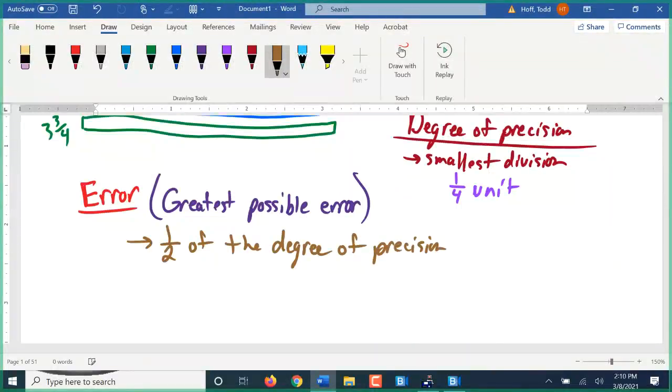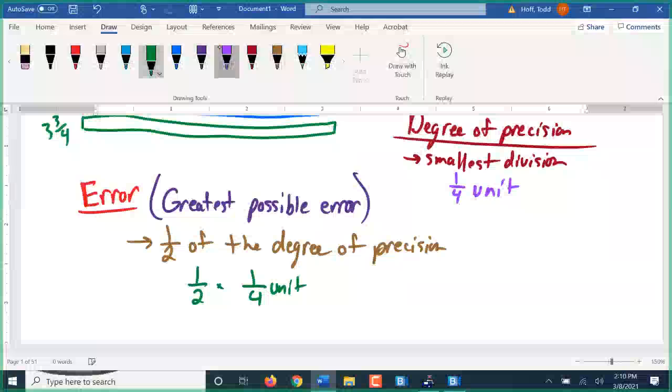So for this ruler, that possible error is 1/2 times 1/4 unit. That possible error works out to be 1/8 of a unit.